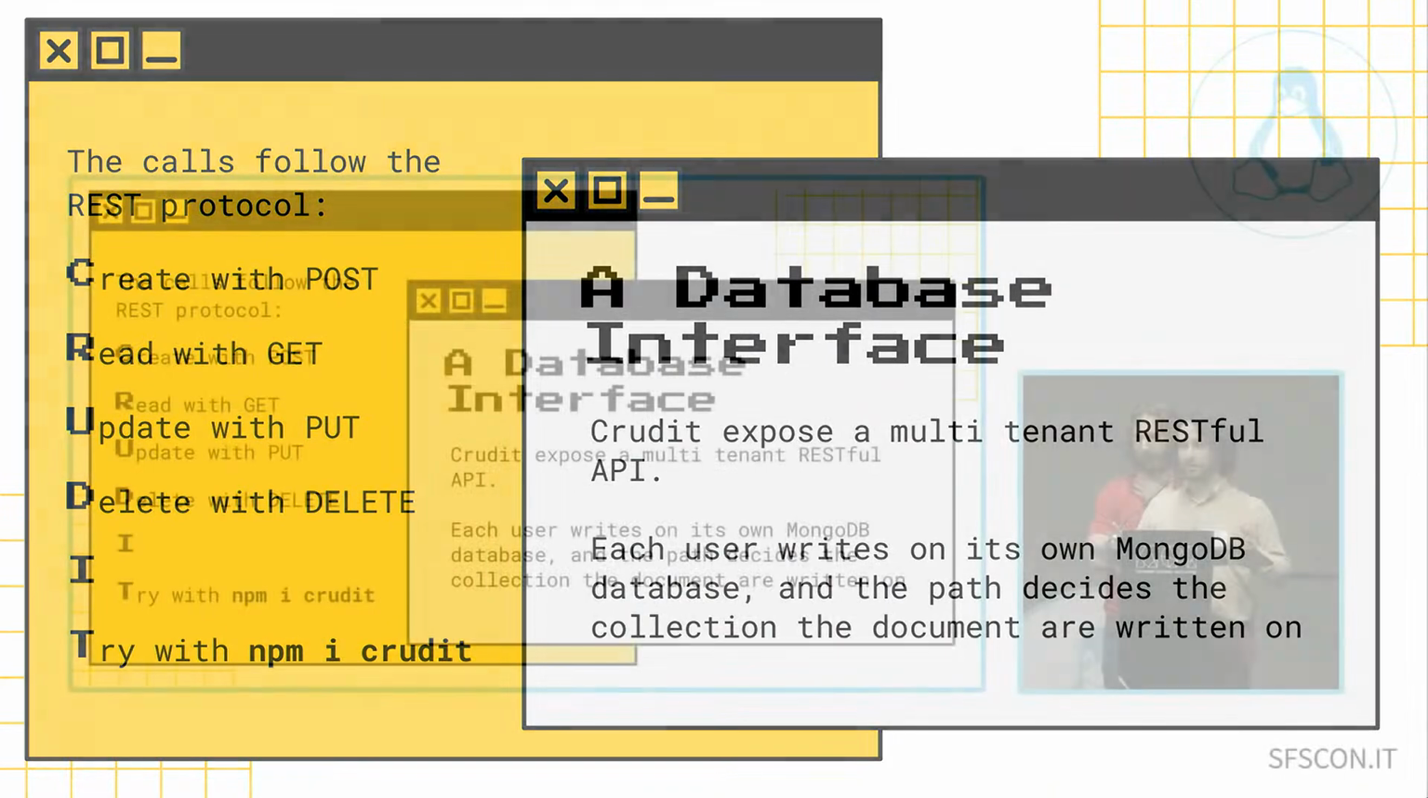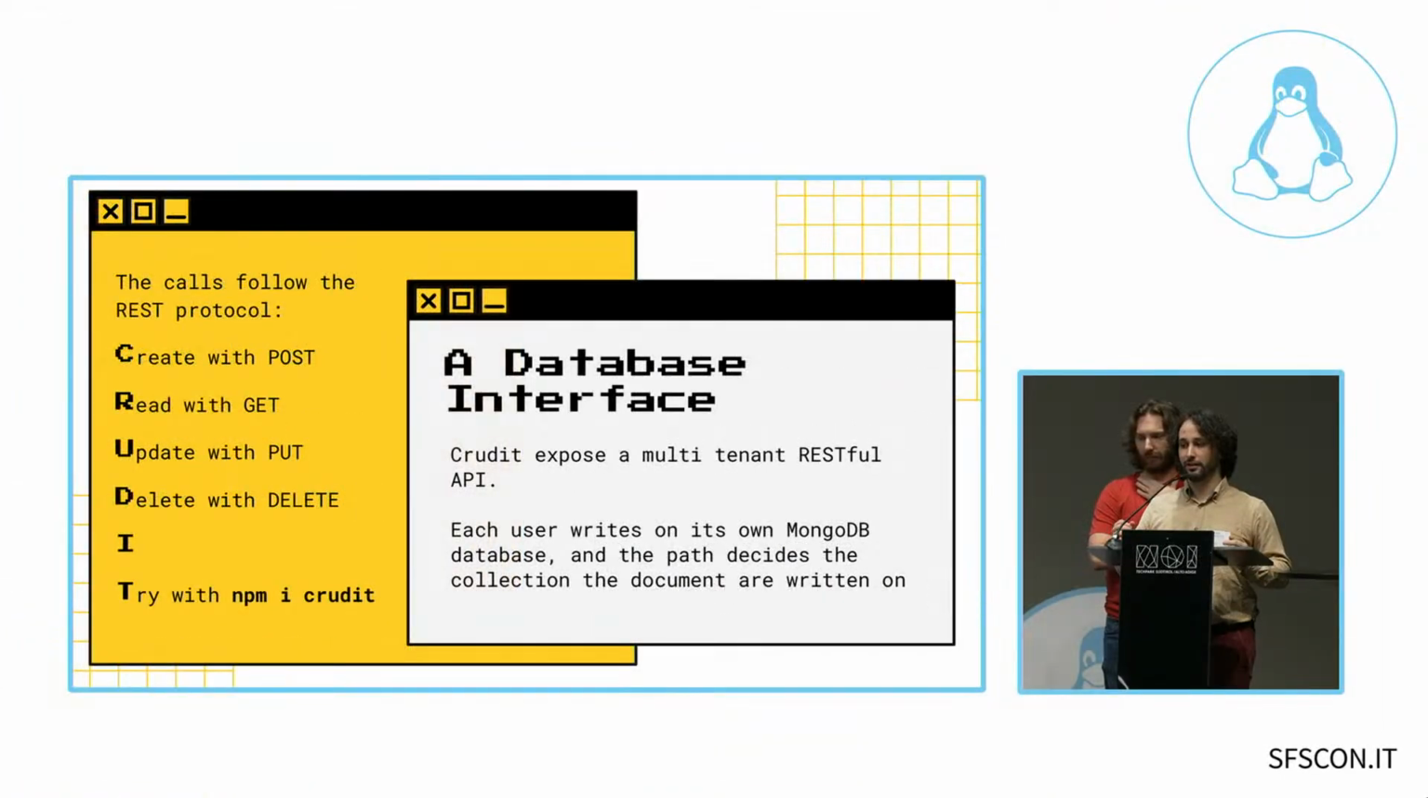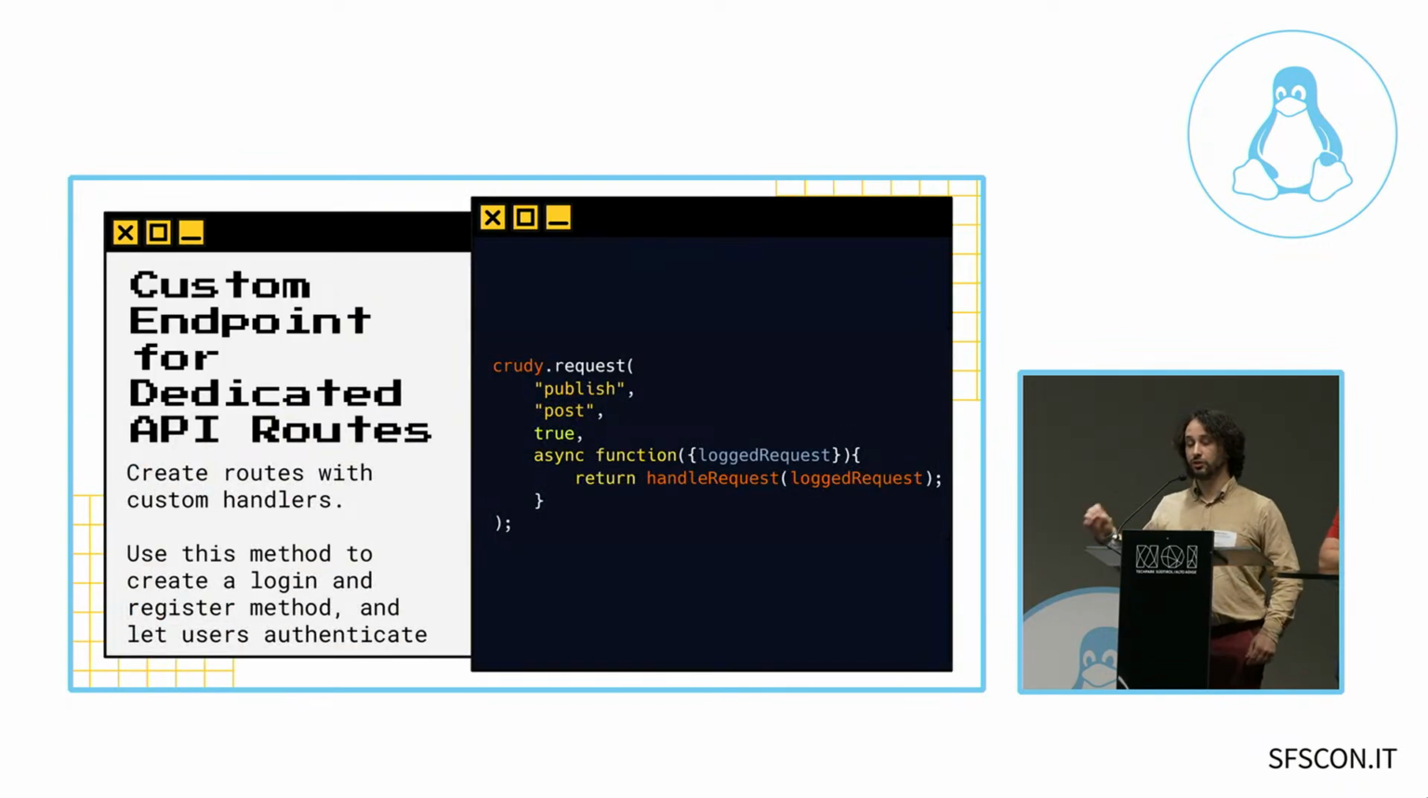So you get a RESTful API, and it's as simple as installing a Node package on your Node project, and configuring CRUDit with a database URL. You can also create custom endpoints.